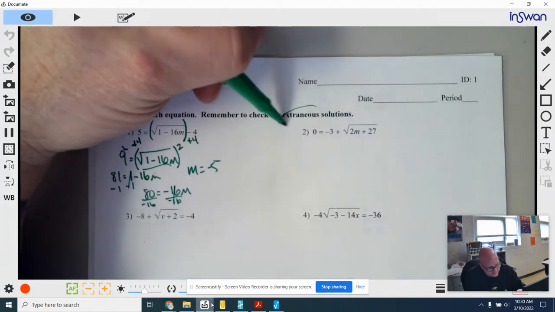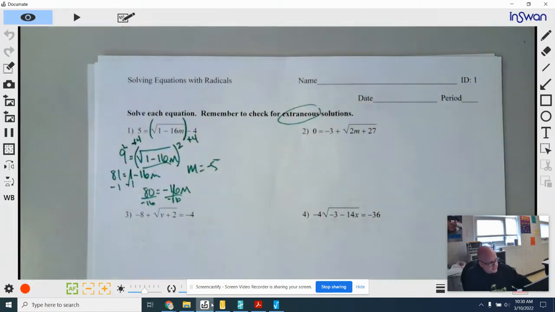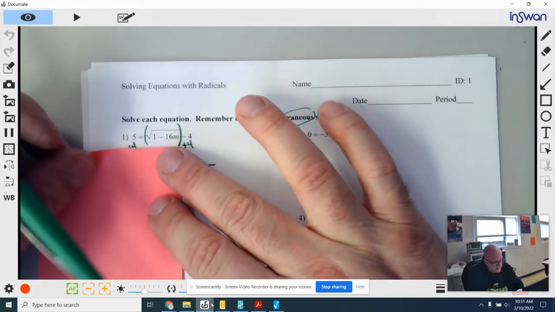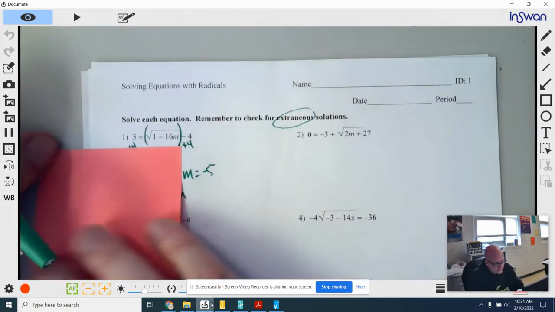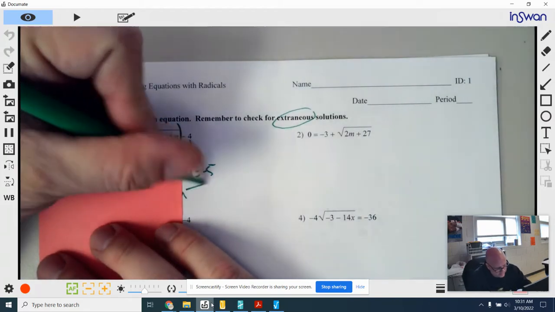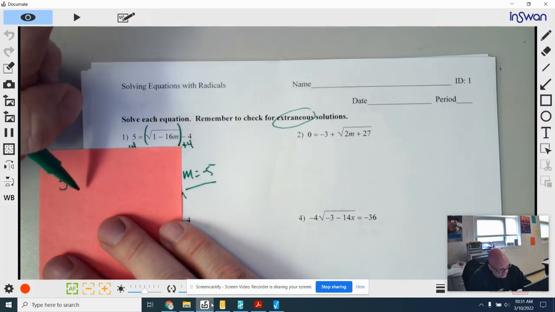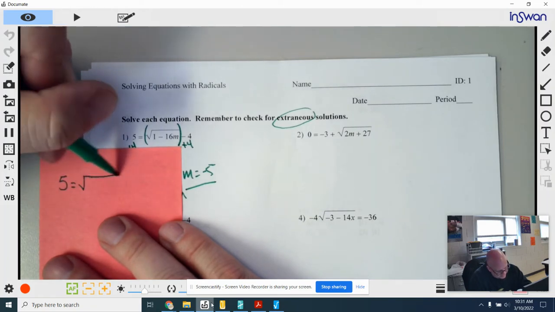Okay, now up top here it says, remember to check for extraneous solutions. So extraneous solutions in terms of math means it's a solution that looks like it could be true, like it could possibly work, but it really doesn't when you plug things back in. And we're going to check that out right here. So m is equal to negative 5, at least we're thinking so, but we can't be certain until we check it. So I'm going to plug it back in.